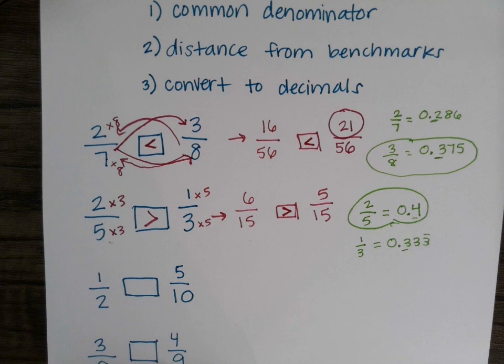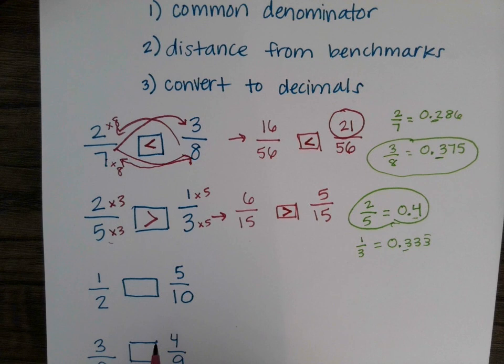All right, so for the next one, I have 1/2 and 5/10. In this case, I could make my common denominator 2 times 10 and make it 20. But I can also notice that 2 can go into 10, right? 2 goes into 10 5 times. So I can make this whole fraction have the same denominator as this fraction by just multiplying this whole fraction by 5.